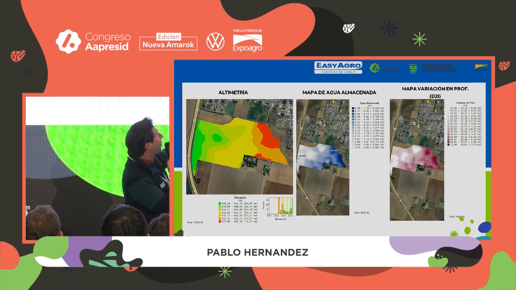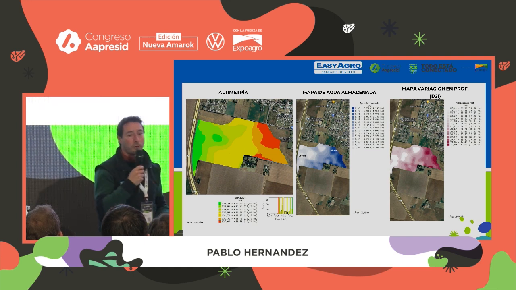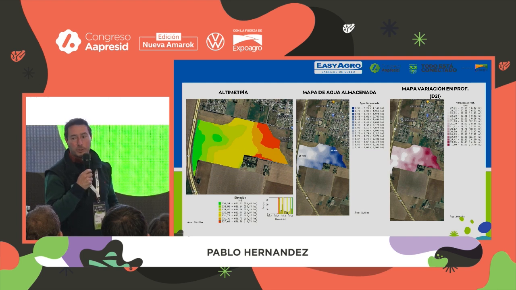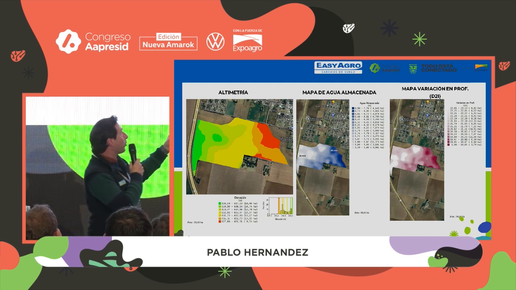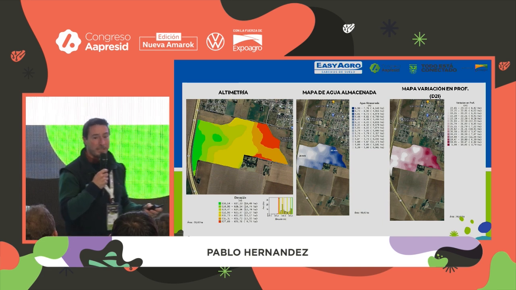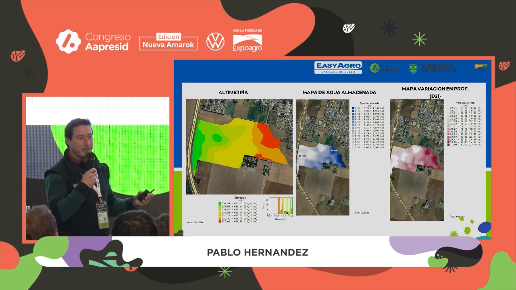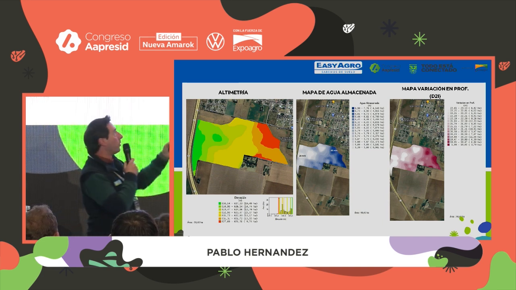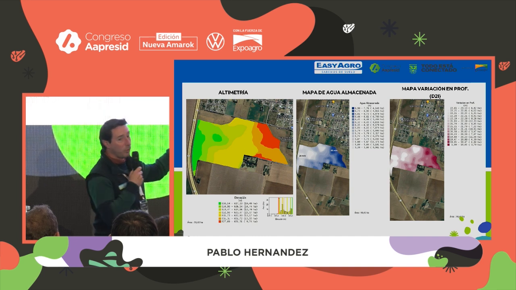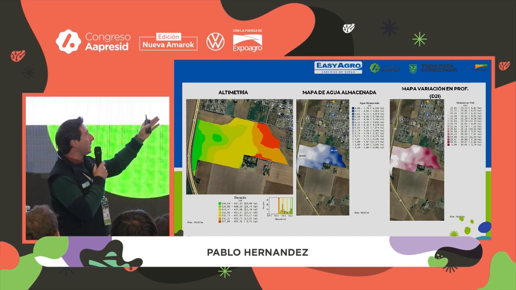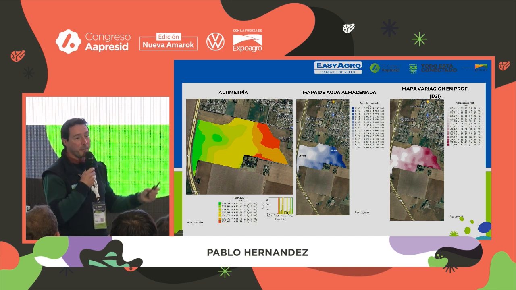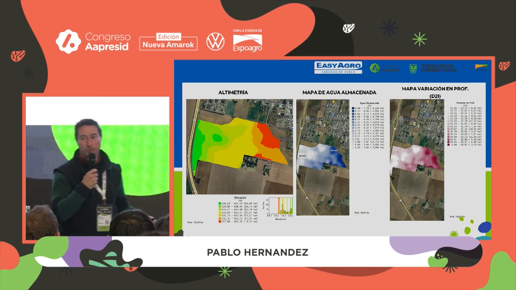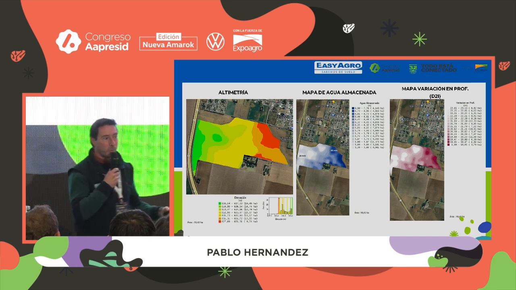This is the map of variation in depth. It tells us where the scanner found an alteration associated to texture changes in horizon. And in this map, we begin to work with penetrometry, and we can go to strategic places where the scanner has generated that information and determine in zones whether we have that problem or not.